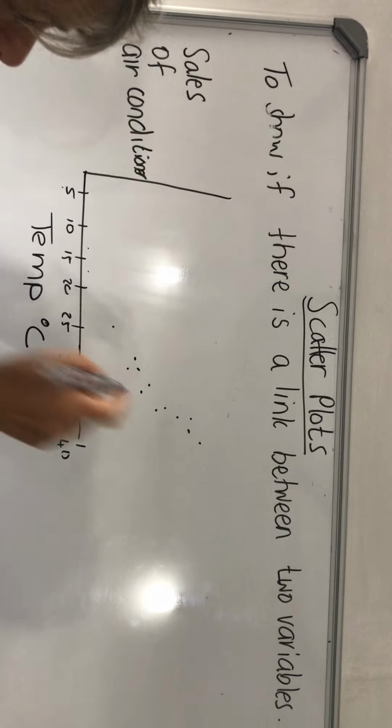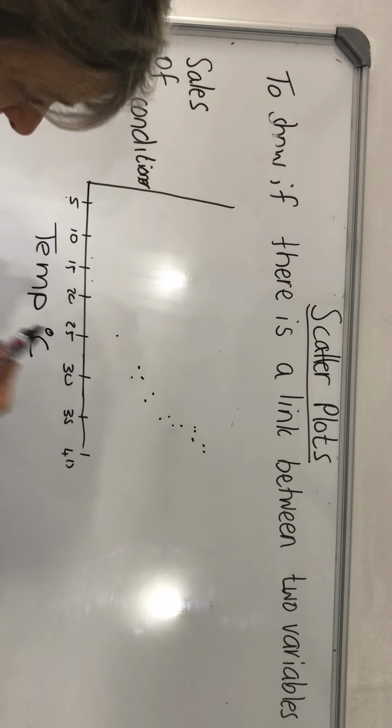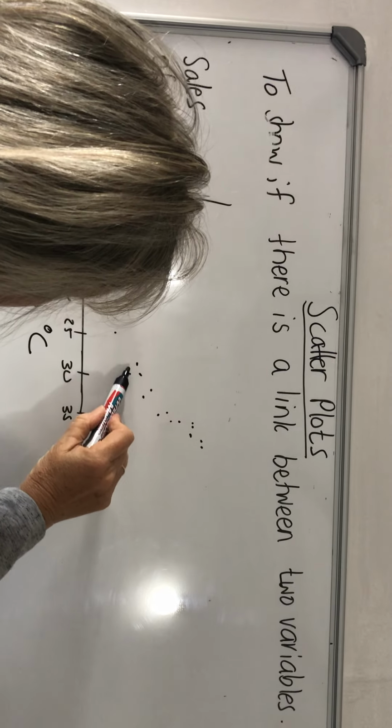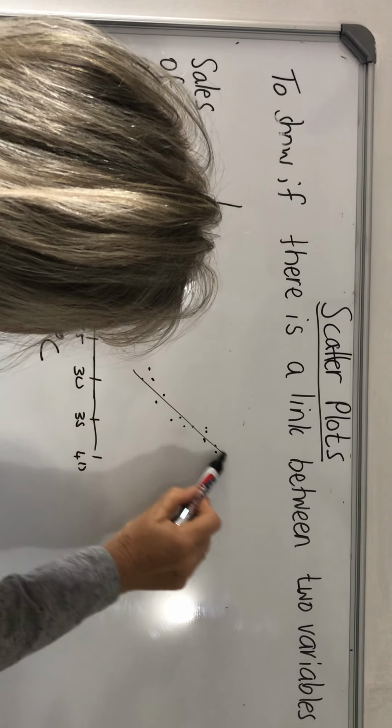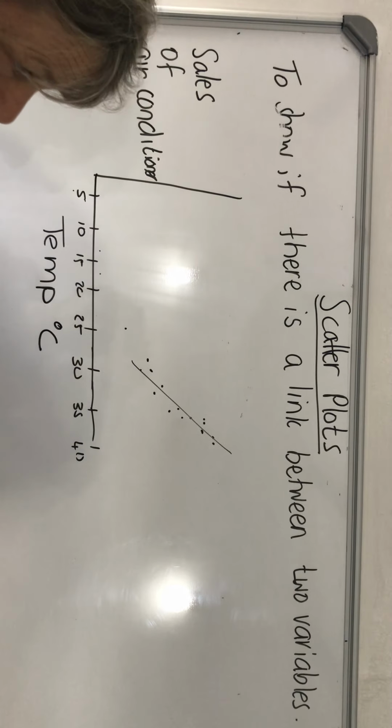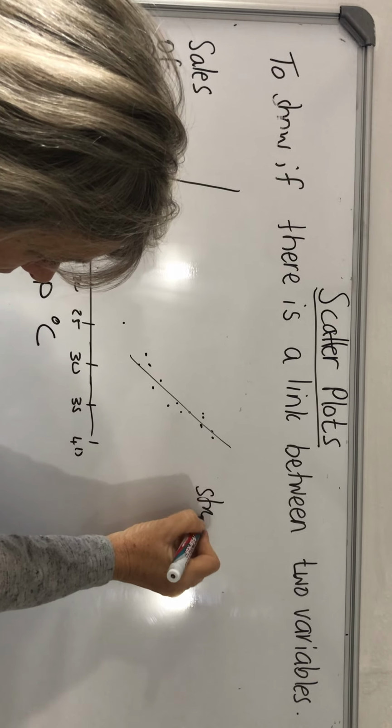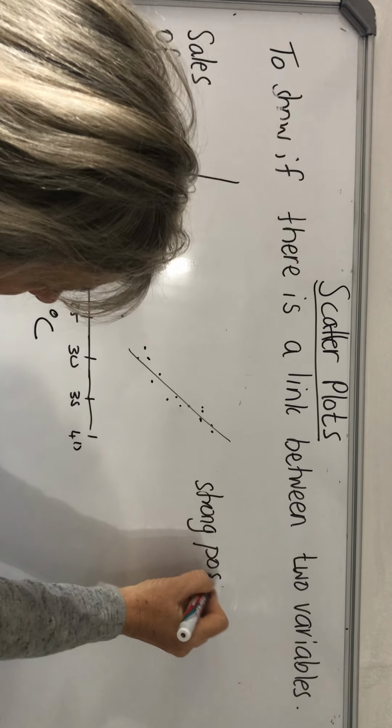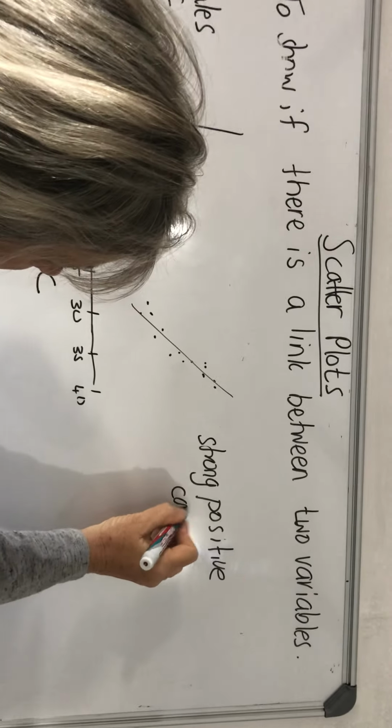And so what would you call this then? So if we draw a line of best fit, it might be something like that. And I would call this strong positive correlation.